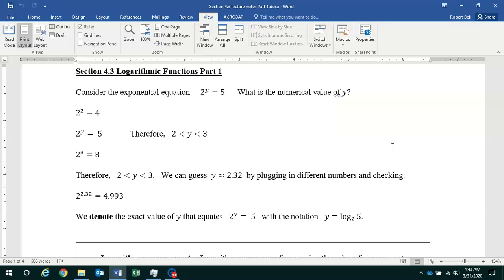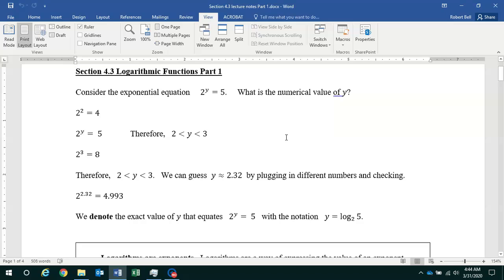Class, in this video we begin the discussion in section 4.3 of your textbook on logarithmic functions. To begin, let's ask the following question. Let's consider the exponential equation 2 to the y is equal to 5. What is the numerical value of y? There is no algebra that we can apply directly to this equation and solve for y.